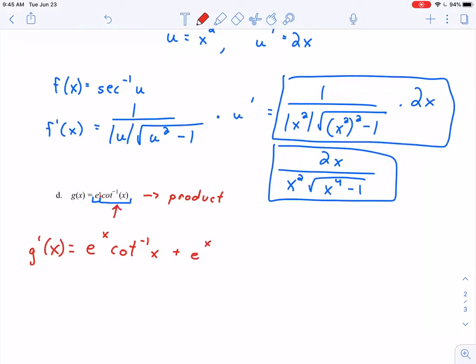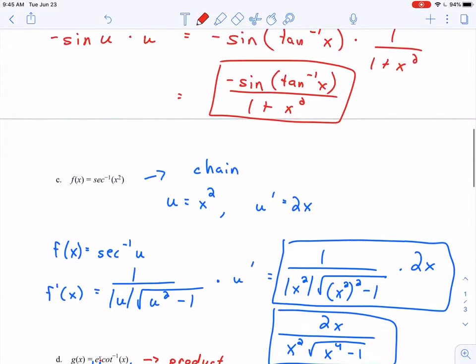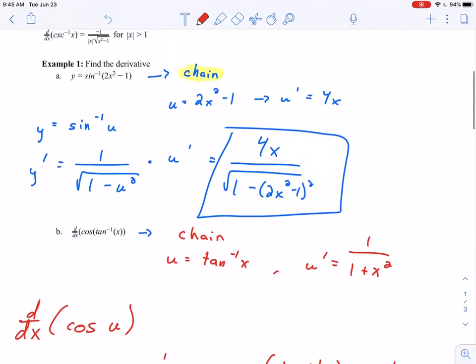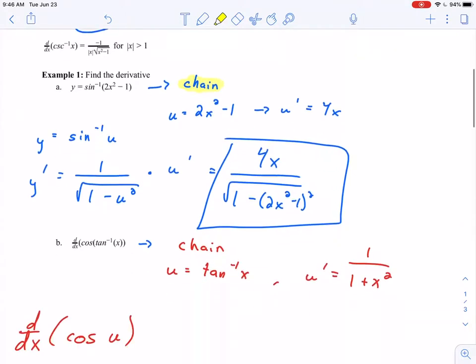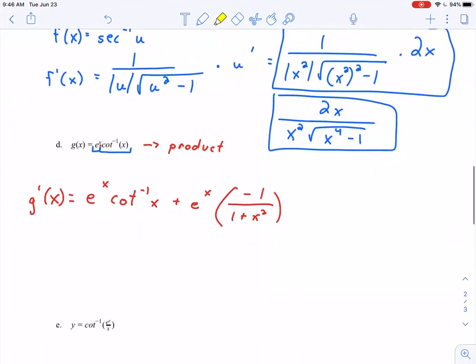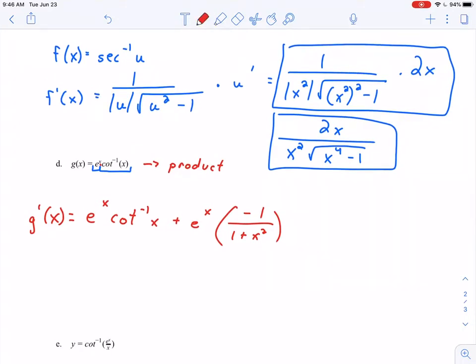And I'm going to multiply that by the derivative of cotangent inverse. So the derivative of cotangent inverse should be negative 1 over 1 plus x squared. Let me just double check that I have that correct. I want derivative of cotangent inverse. Yep, negative 1 over 1 plus x squared. So there we go. There's our derivative.